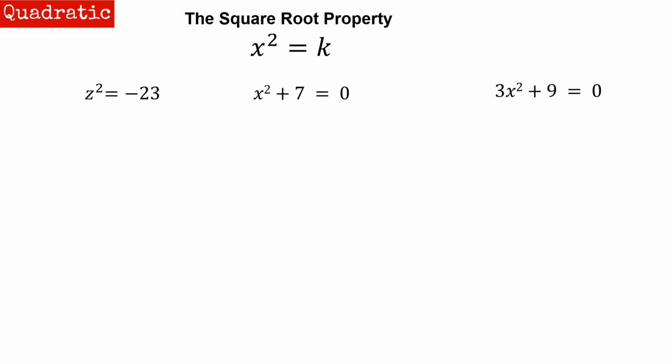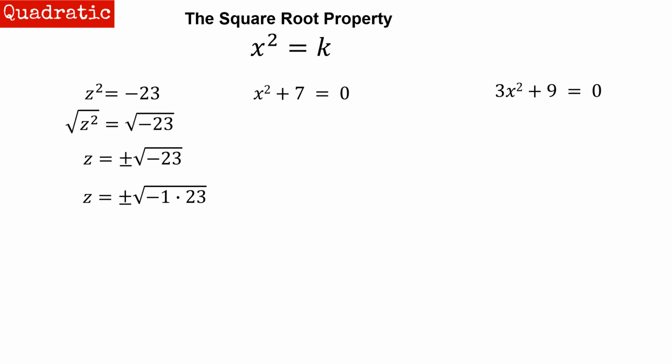Z squared equals negative 23. Well, this one is in the form x squared equals k. So all we're going to do is take the square root of both sides. So now we have z equals plus or minus the square root of negative 23. Here's where all the properties we've been learning come into play. The square root of negative 23 is the same thing as the square root of negative 1 times 23, which is plus or minus i, the square root of 23. This one is really hard to check, so we're not even going to attempt it. But trust me, the answer for this one is plus or minus i, the square root of 23.